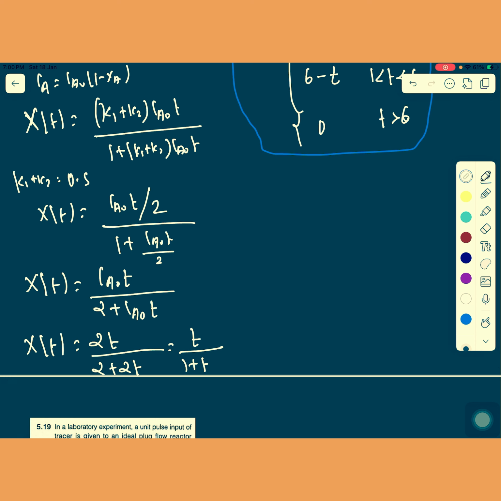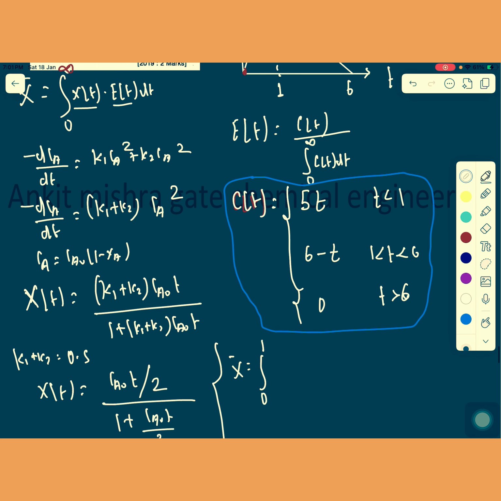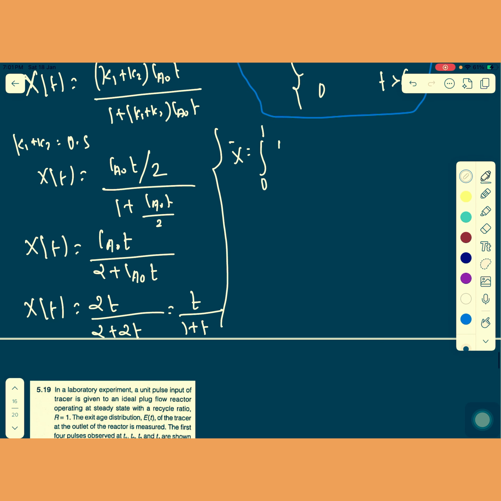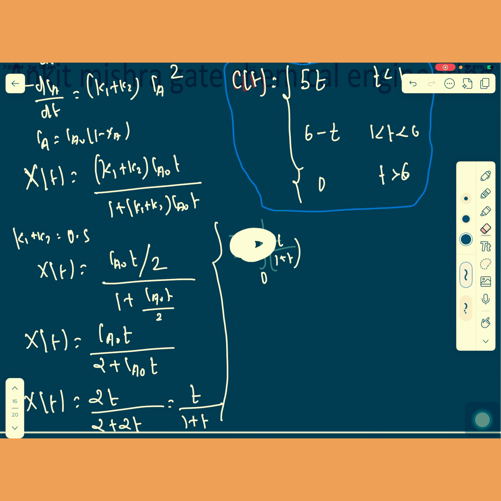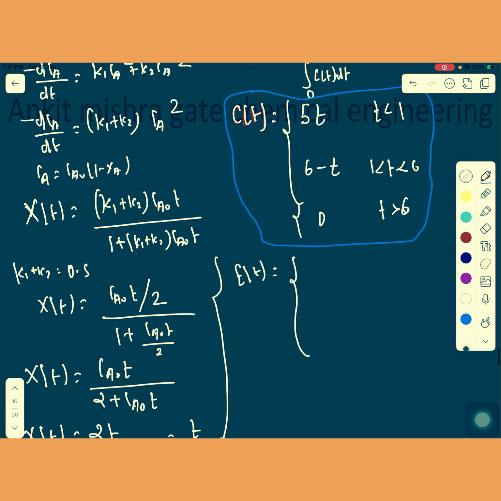So if I substitute this value, x bar will be equals to, I'll go from 0 to 1, and ct, so I can write xt is t upon 1 plus t, and again et. Now before that I have to calculate et. So what is et then? Et will be equals to, again it will get divided by area under the curve 15, so that is equals to t by 3 when t is less than 1, and 6 minus t divided by 15 when t is between 1 and 6, and 0 when t is greater than 6, something like that.